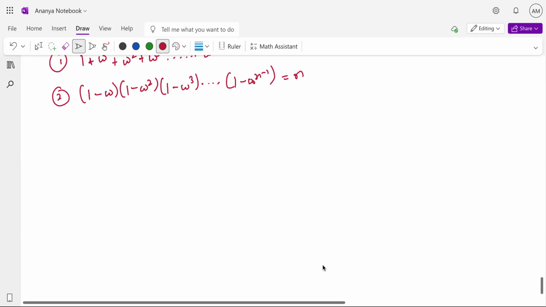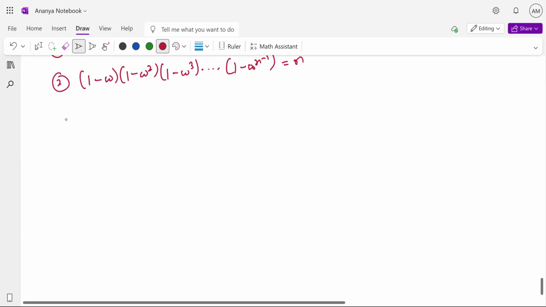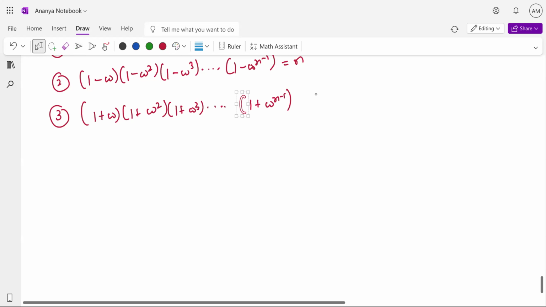Another is, instead of this negative, you can put it as positive also: 1 plus omega, 1 plus omega square, 1 plus omega cube, and till 1 plus omega to the power n minus 1. It can have two values, 0 and 1. When will you be getting 0? If n is even. And 1 if n is odd. Okay, this will be your answer.